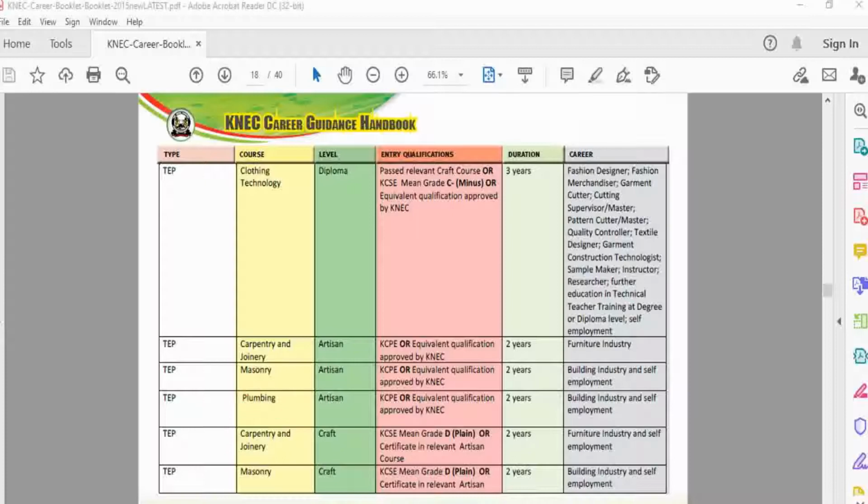There is a certificate course, that is carpentry and joinery, and there is masonry. The requirement is a score of D- in KCSE. The same case with masonry. Masonry nowadays is called certificate in building and construction, and will take a total of 2 years. Along this column, you can check where you will be expected to fit in the job market.